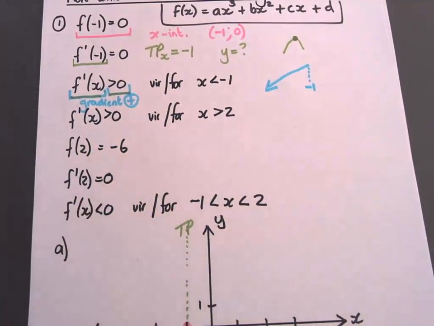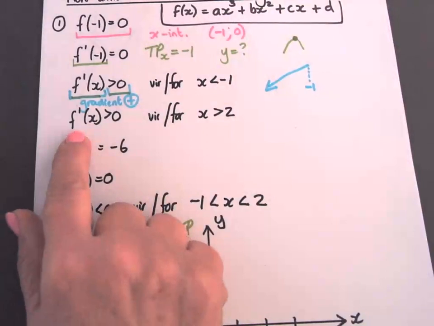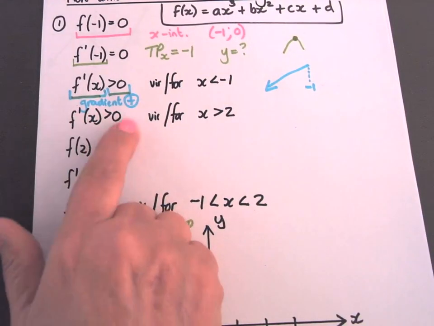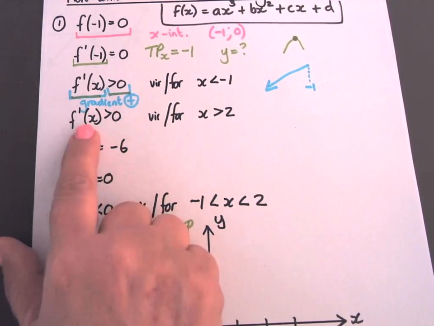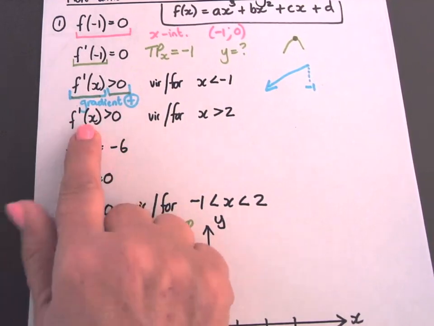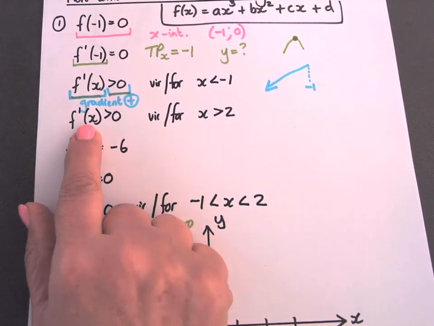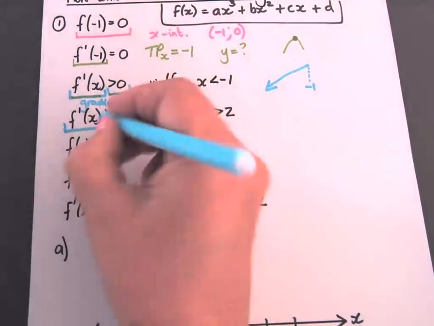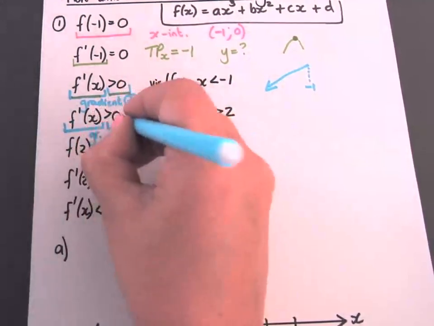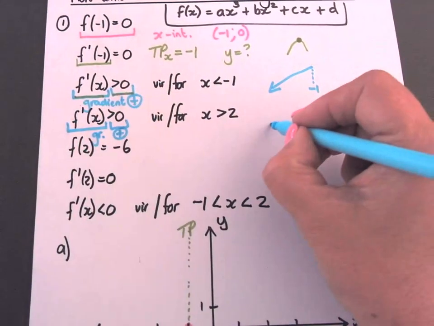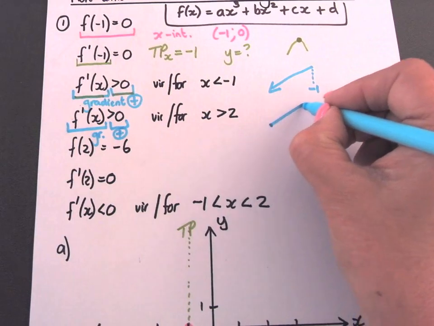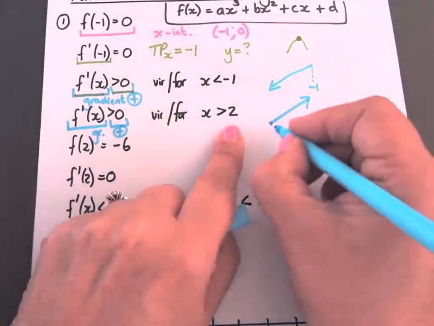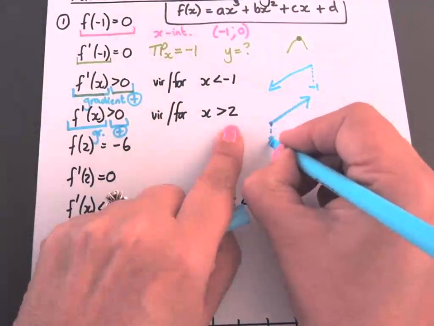The next one. The first derivative is larger than 0. What does that mean? Gradient is positive. Another positive gradient. Can I have two positive gradients in a cubic function? Yes, you can. So there's another gradient and it's also positive. So I have another one where x is larger than 2. So this must be 2.